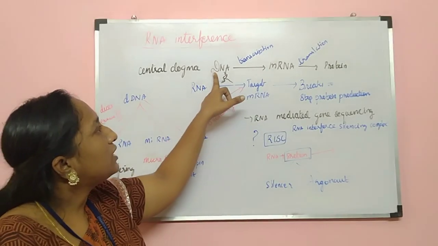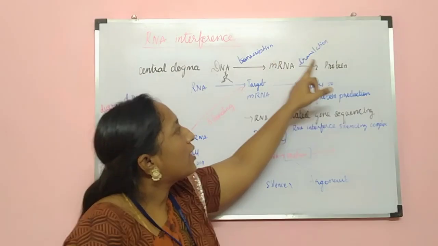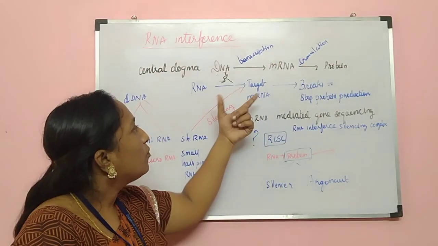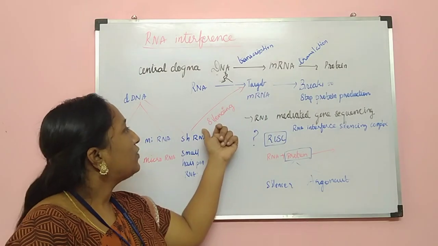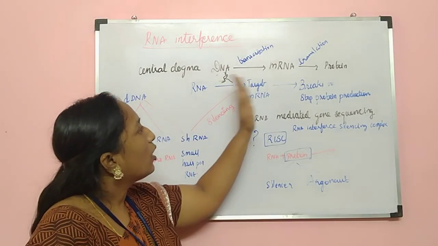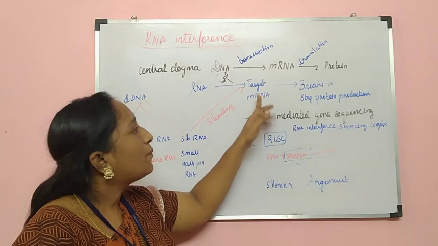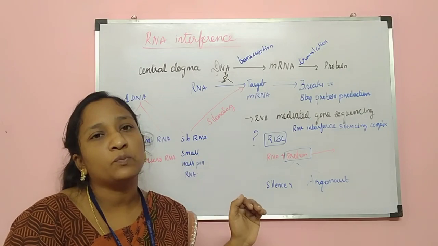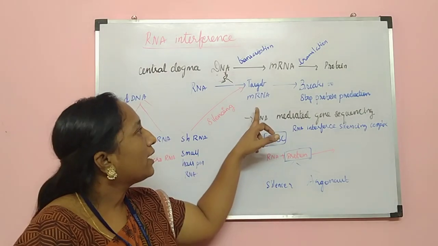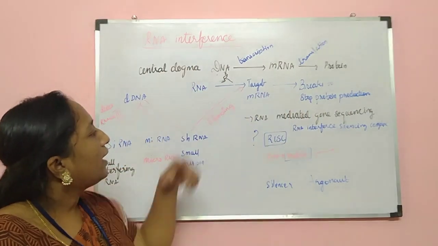Normally, from the DNA the information is collected by the mRNA, and from the mRNA the protein will be synthesized. Now the main target is mRNA. If you are using the silencing method, the mRNA should be targeted to stop its production. How can we stop it? By breaking the mRNA, we can stop the production of protein. That is called RNA interference.